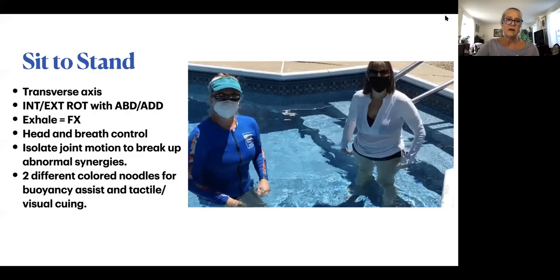I like using the two different color water noodles. Sometimes I'll take my hair scrunchies. I usually have two different color hair scrunchies, and I'll put them on people's wrists if they have difficulty discerning right from left or one side from the other. So then I can just say green and pink, or whatever color I happen to have, so they can identify one arm or the other.